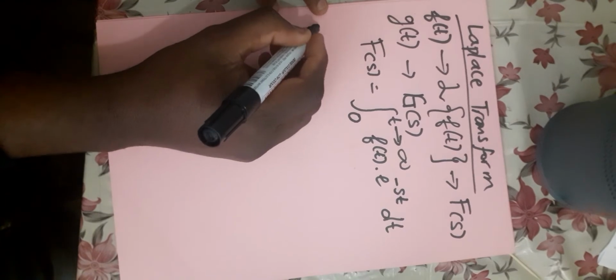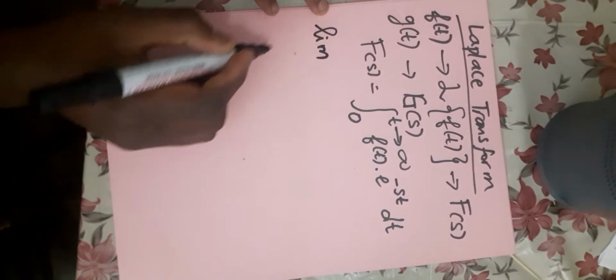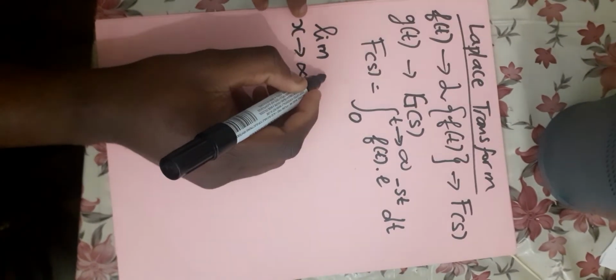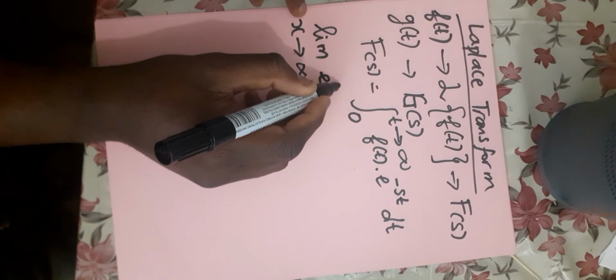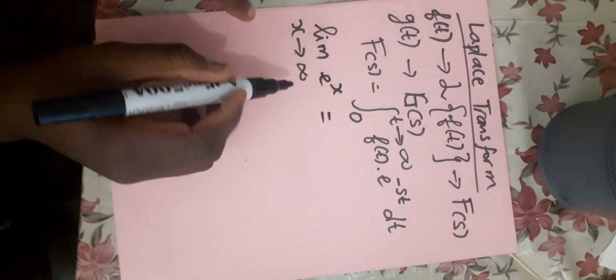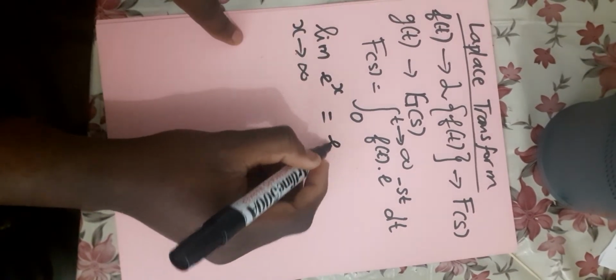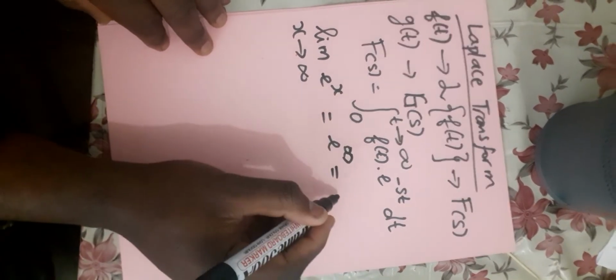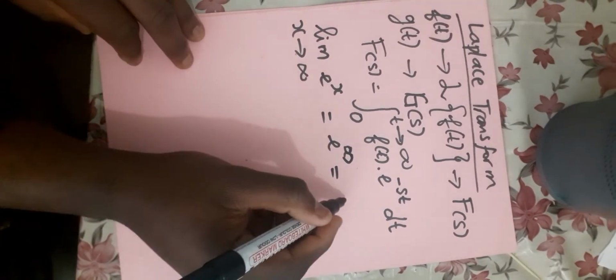But I want to go back a little bit about limits. I want to explain to you, if you have a function like this, limit when x tends to infinity of e to the power x, what will be the answer? Obviously, you put this value where there's x, and this is the same as e to the power infinity, it gives you infinity.